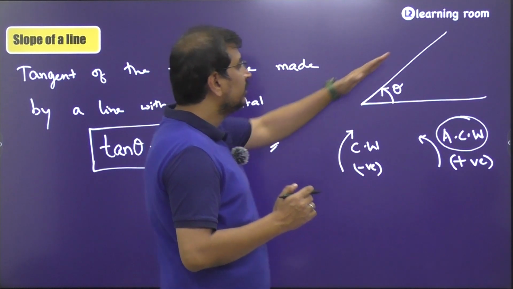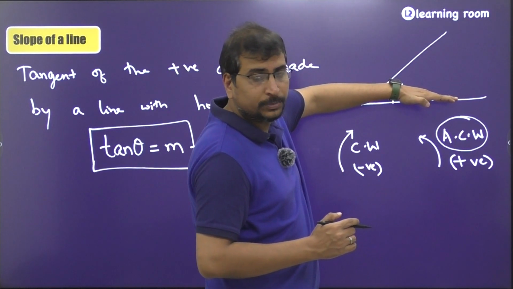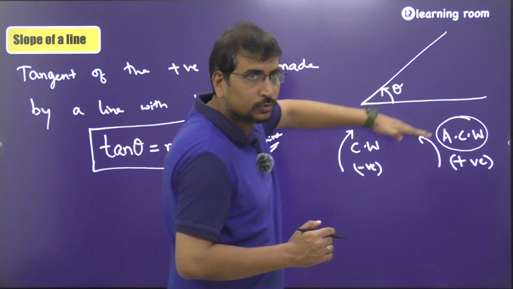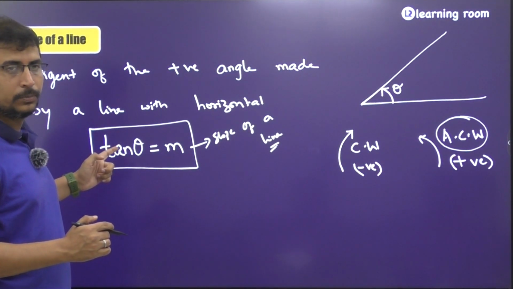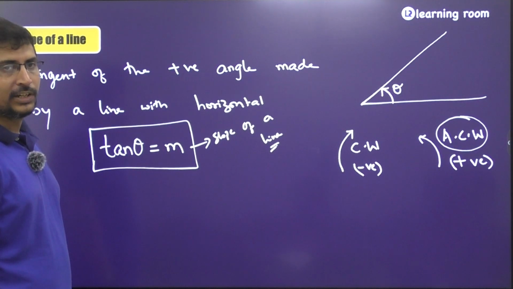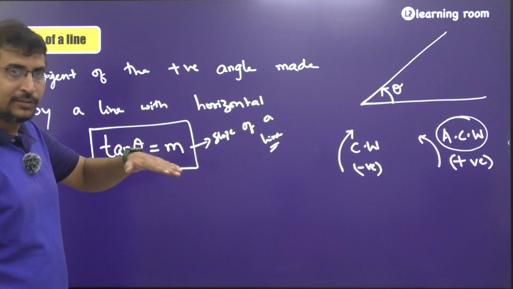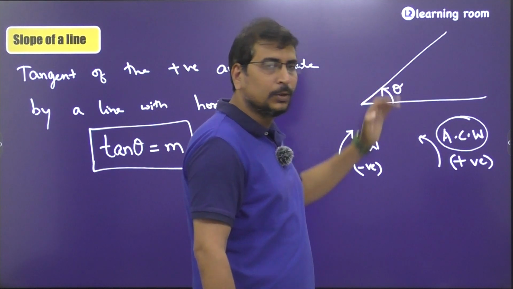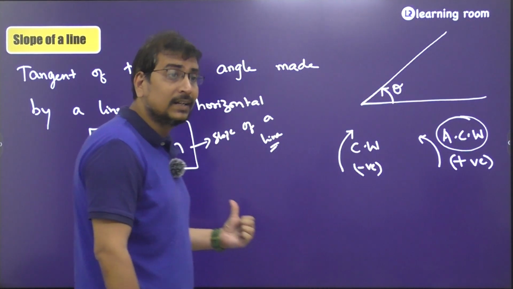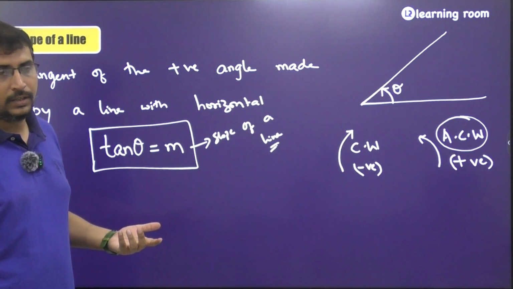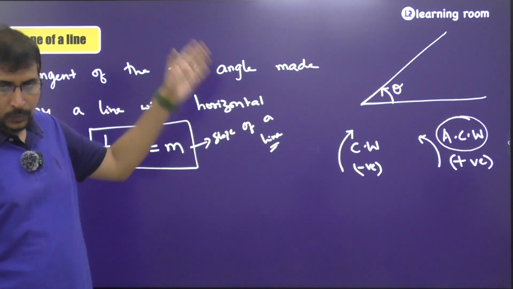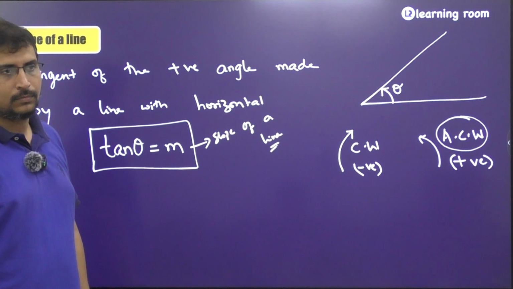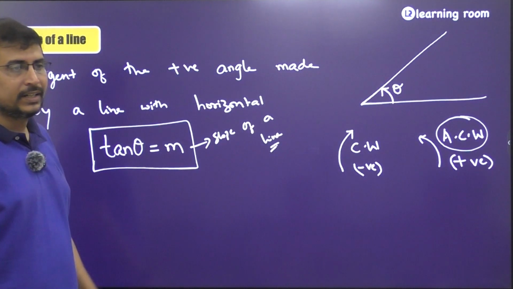See, had the line been horizontal, then what would be the value of theta? 0. So the slope would have been tan 0, which means it is 0. So the slope of the horizontal is 0. Had this line been exactly perpendicular to the horizontal, then what would tan 90 be? Undefined. So the slope of the y-axis, the slope of something which is vertical, is not defined, because it comes out to be tan 90, no?